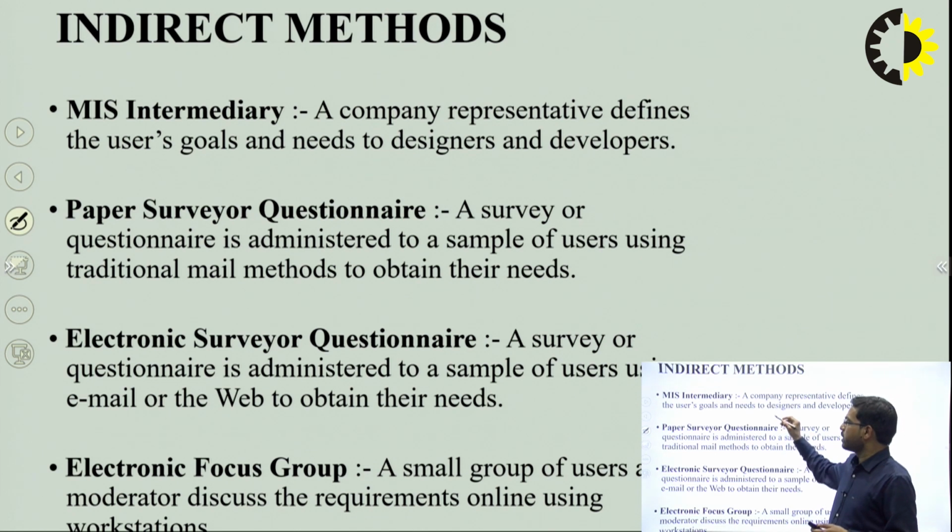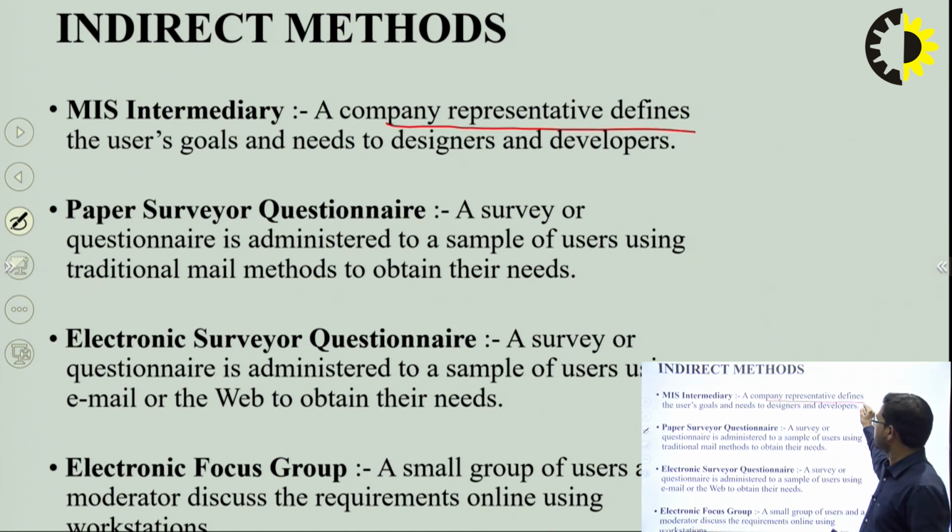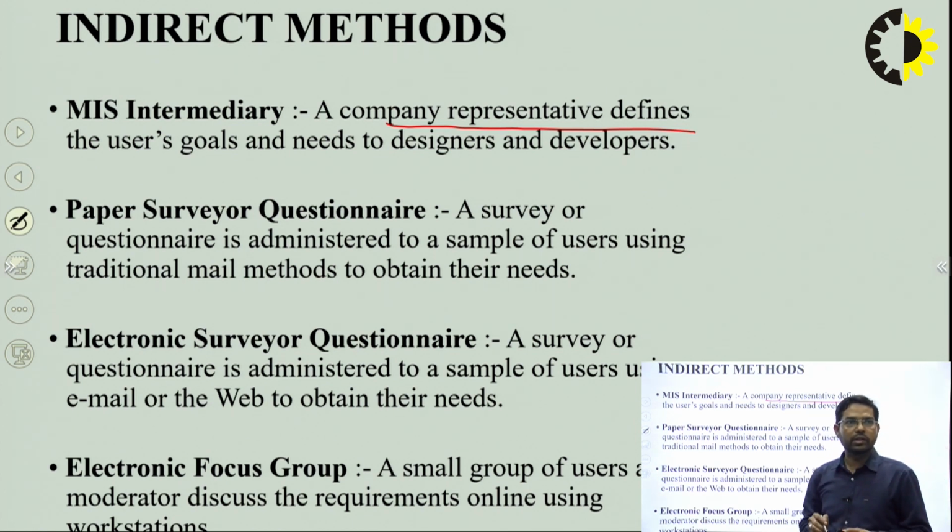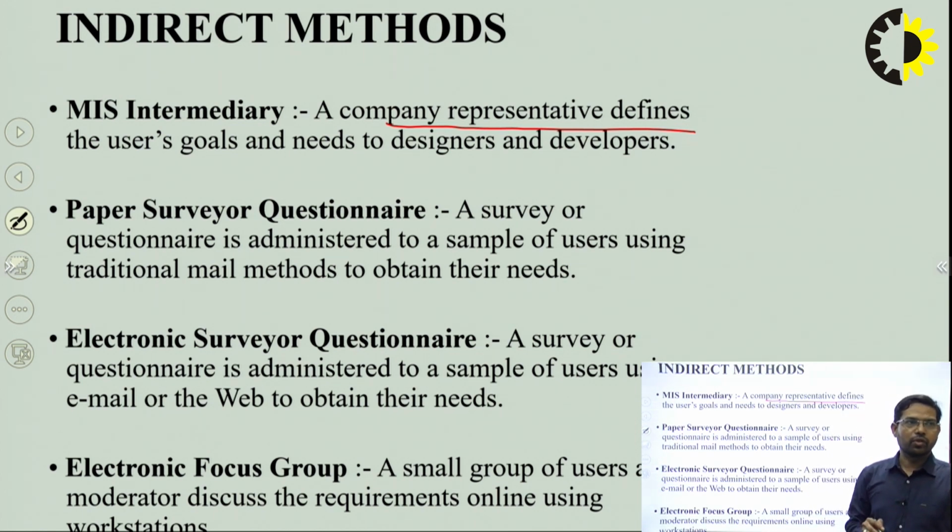First is MIS, the management information system in a company. A representative defines the user's goals and needs for design and development. MIS means management information system, where some persons act as representatives who define what kind of goals and needs the designer must address.